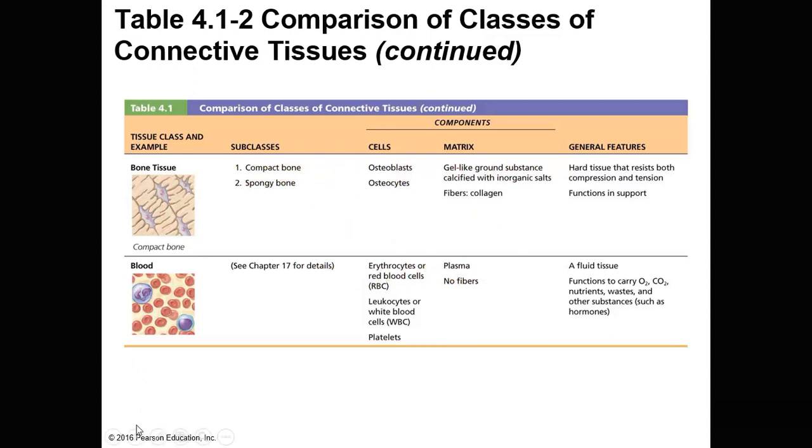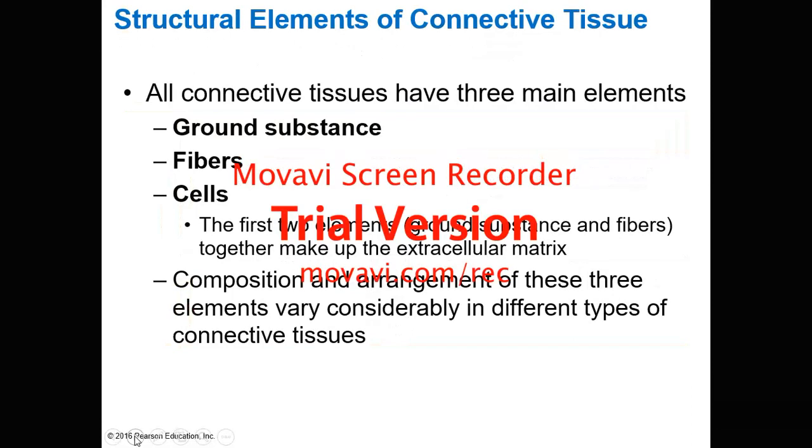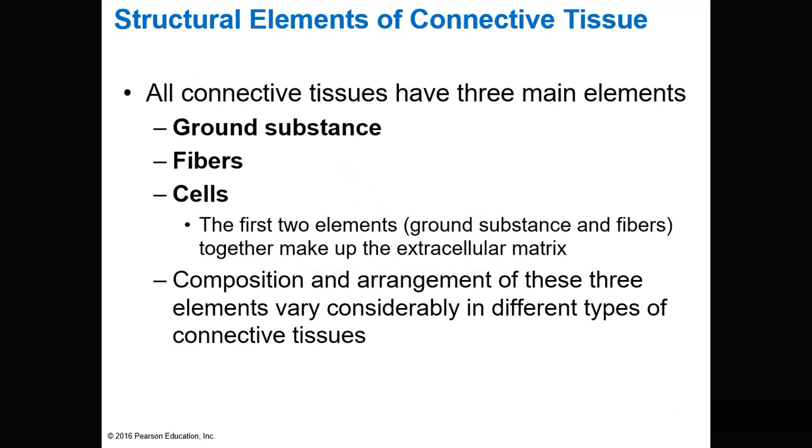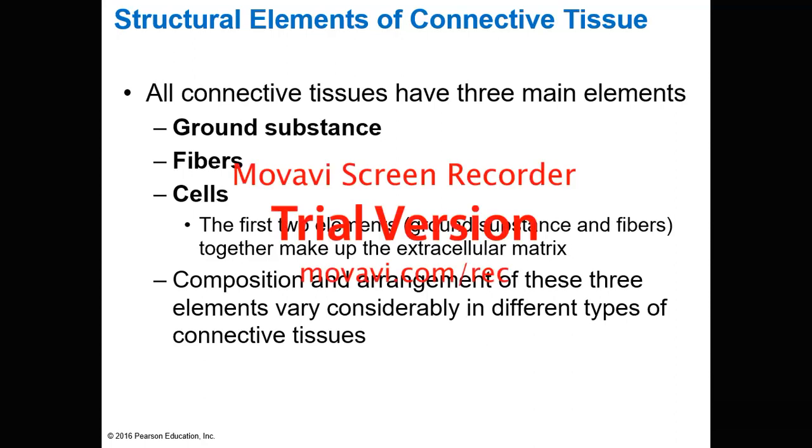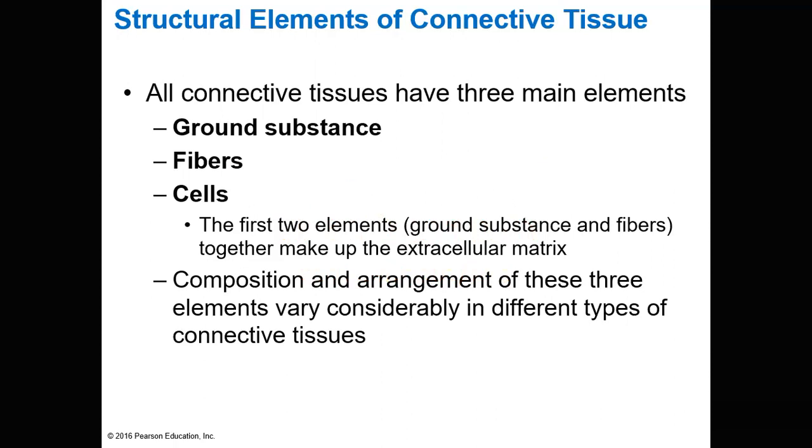so now let's go into those connective tissues, all of them in more detail. Okay, all right, so all connective tissue have three main elements. Okay, they all have three main elements: a ground substance, fibers, and cells. Okay, the first two elements, the ground substance and fibers, make up the extracellular matrix. Composition and arrangement of these three elements vary considerably in different types of connective tissue.